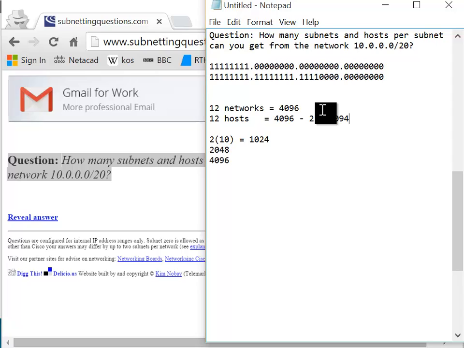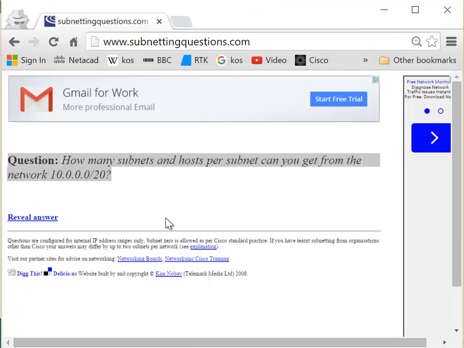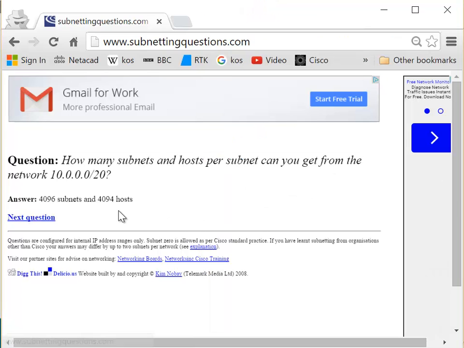4094, right? This website is a bit more advanced. This will help you for CCNP as well. But hey, so we have a 4096. With this, we can have 4096 networks and 4094 hosts. There we go.